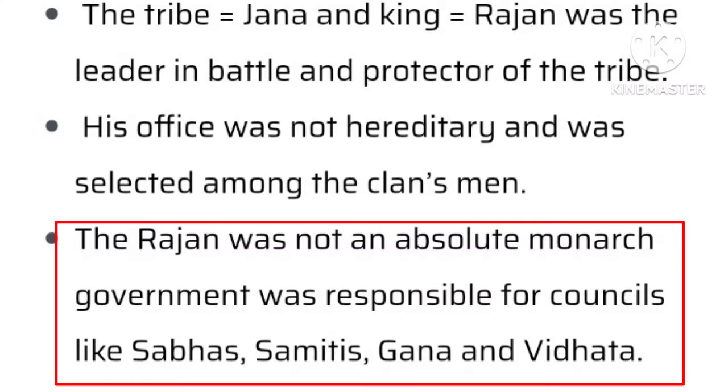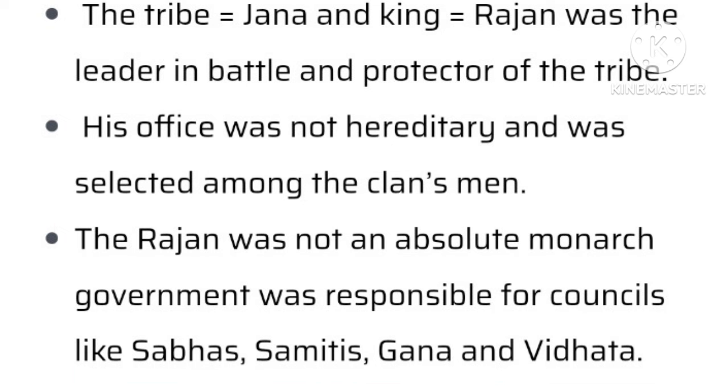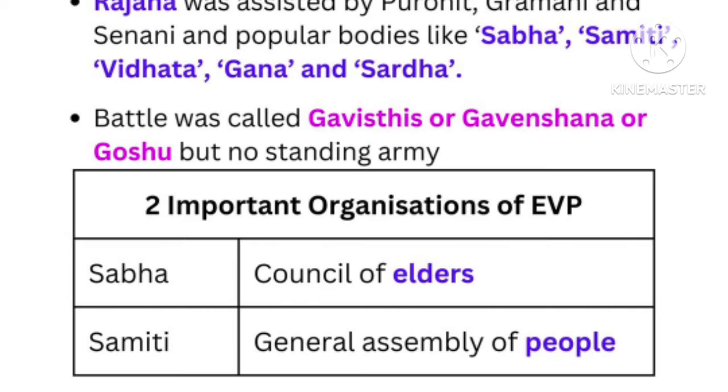When it comes to the bodies, you have Sabha, Samiti, Vidhata, Gana, and Parishad. These are the 5 important bodies. I will explain a little bit about each of them. Sabha and Samiti were the elitist bodies where the priests and the kings were present. At the same time, women were also present. And Vidhata was there for distribution of war booty.